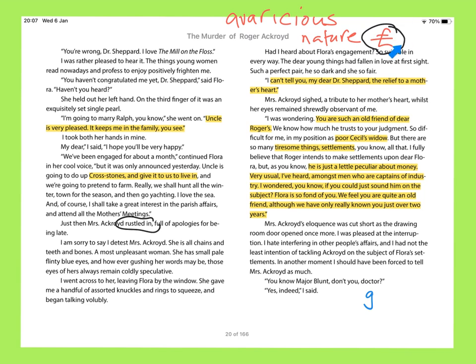"So he's just a little peculiar about money. Very usual, I've heard, amongst men who are captains of industry. I wonder, you know, if you, Dr. Shepherd, could just sound him, Roger, on the subject."